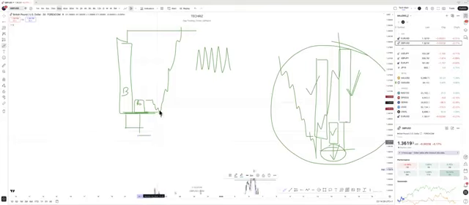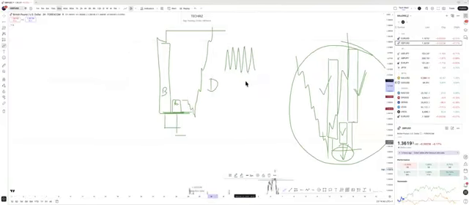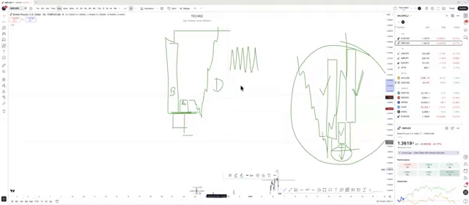So you buy below the open and trade the distribution. So focus on trading the distribution candle.